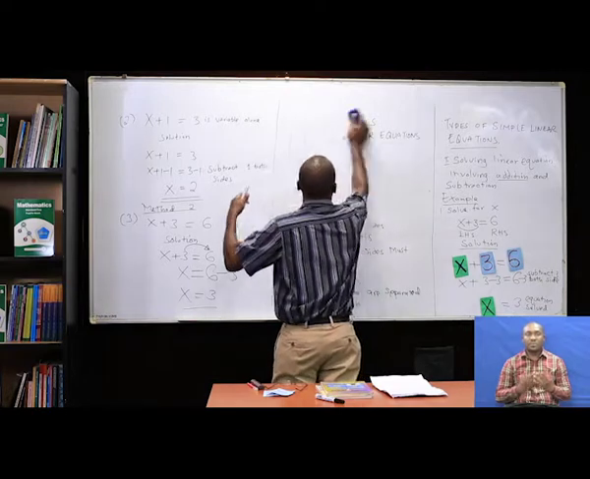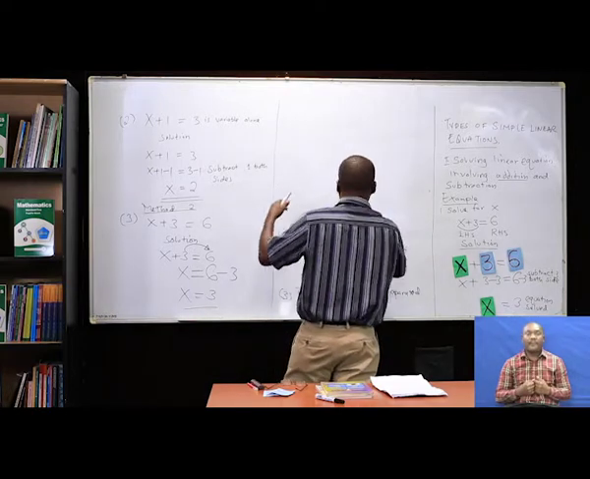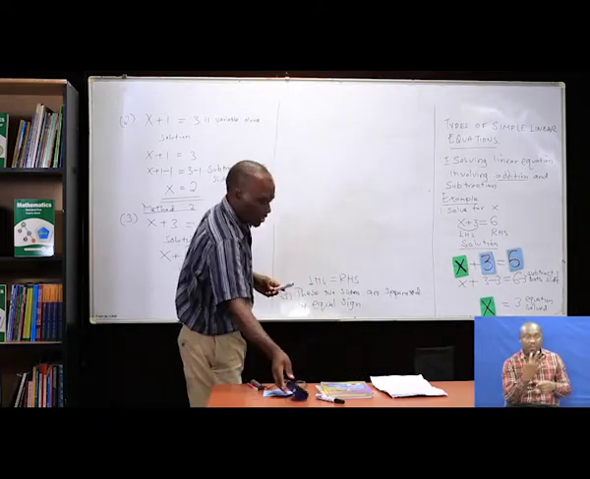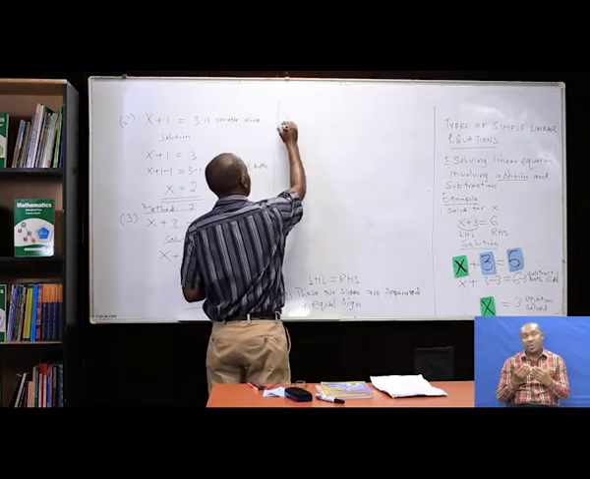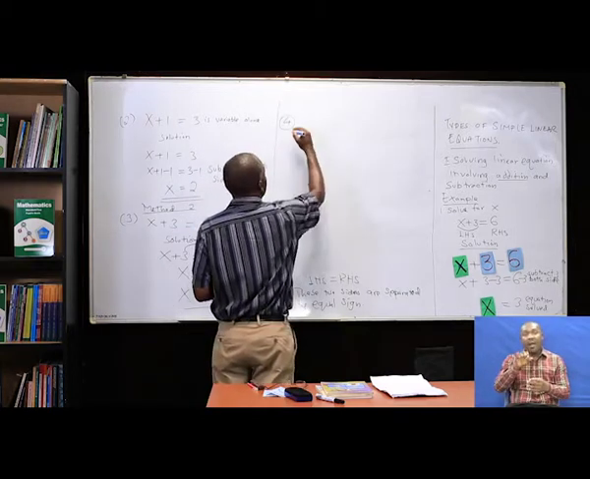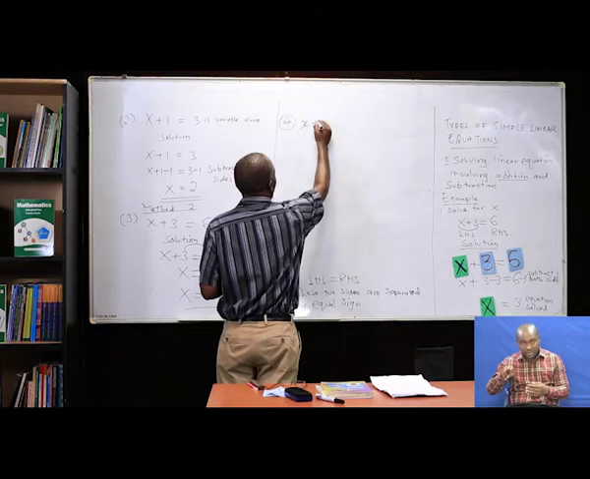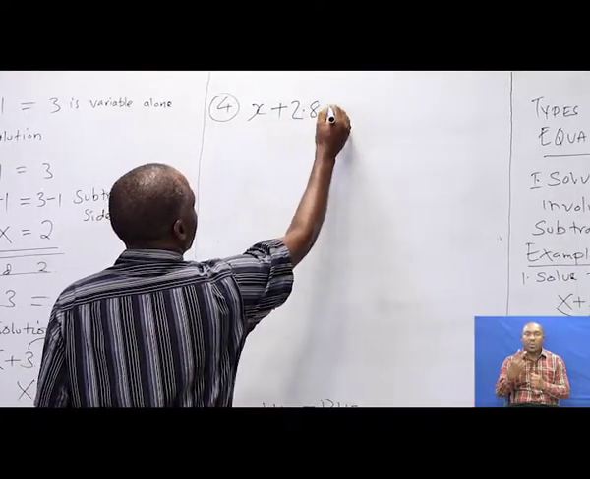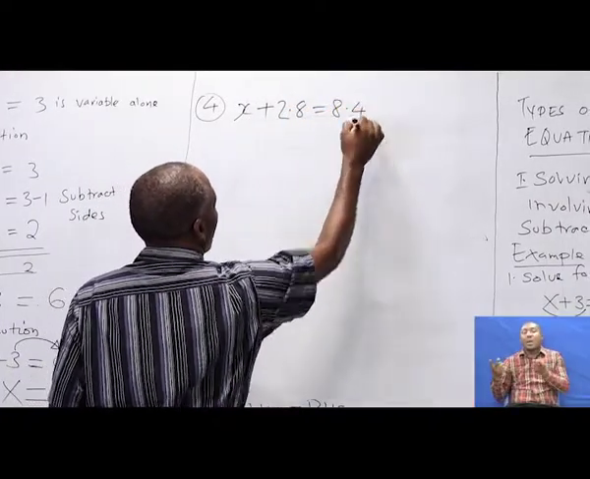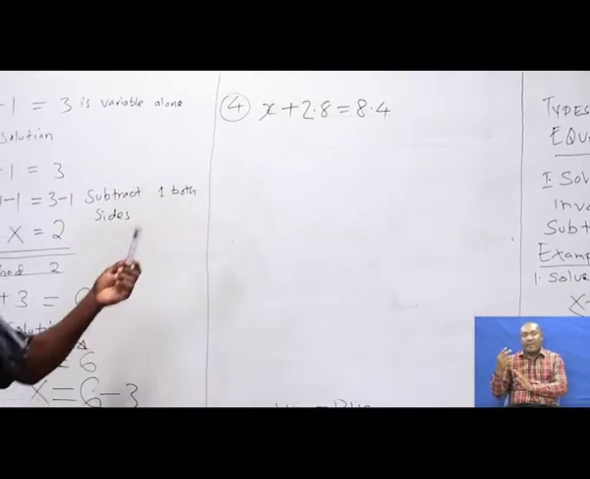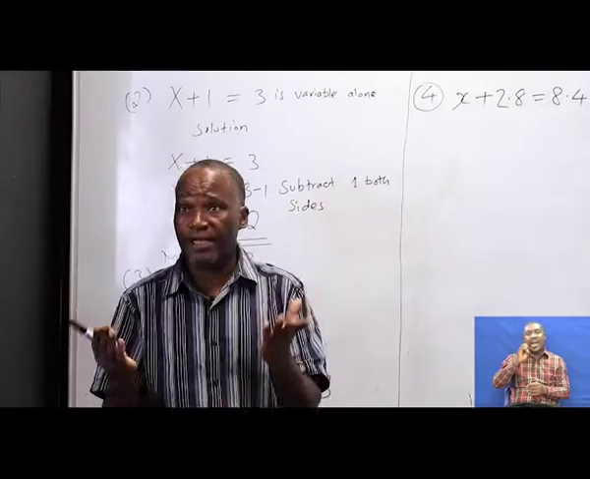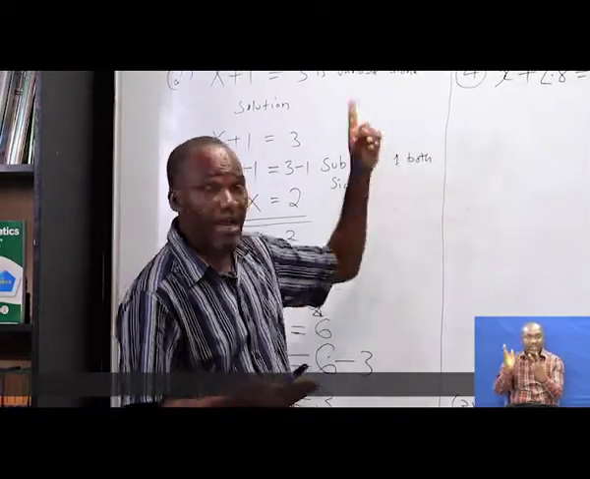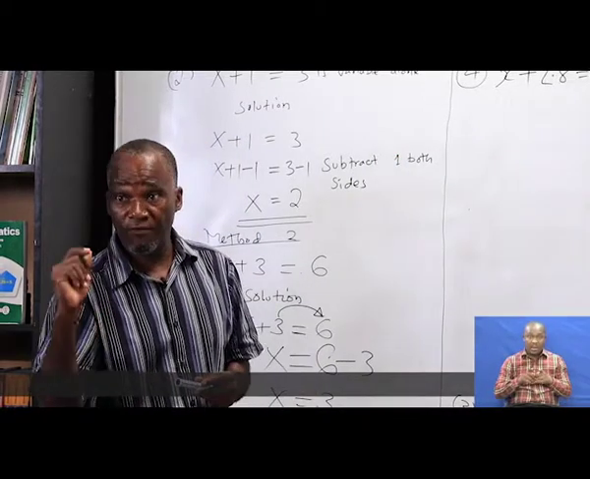We dealt with numbers only, which are not decimals or fractions. I'm going to add some examples. Let's say you are given x plus 2.8 is equal to 8.4. This is a decimal. It's an equation because it has 2 parts, the left-hand side and the right-hand side. And then there is a variable. We are looking for the variable.